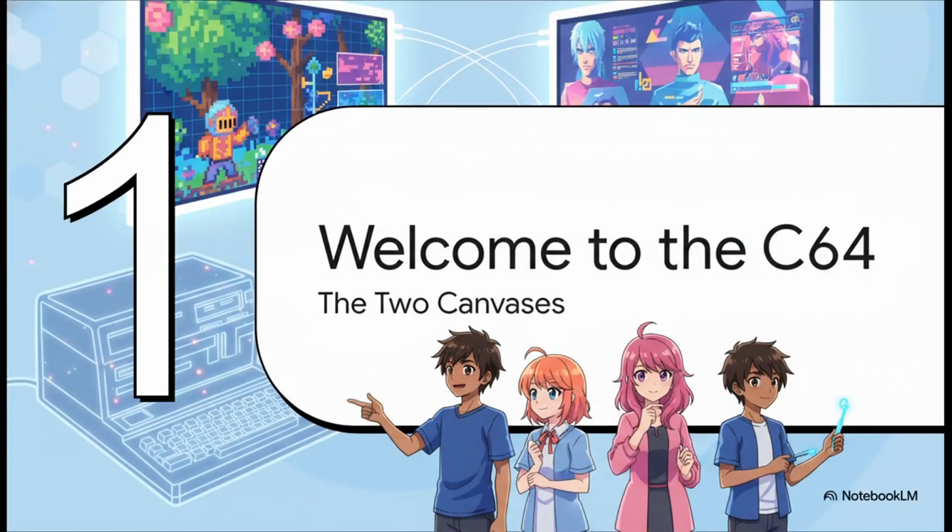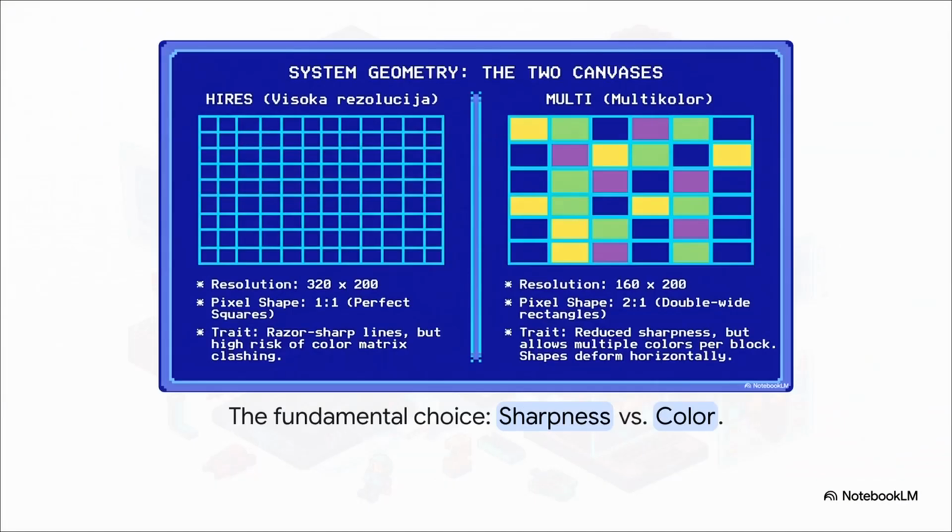Okay, so the very first thing you've got to get your head around are the ground rules. See, the Commodore 64 didn't just give you one canvas to work with, it actually offered two. And choosing between them, that was the first and maybe the most critical decision any programmer had to make. And here it is, that big, fundamental trade-off. Over on the left, you've got Hires mode. That's a 320 by 200 grid of perfect, razor-sharp square pixels. The lines look super crisp, right?